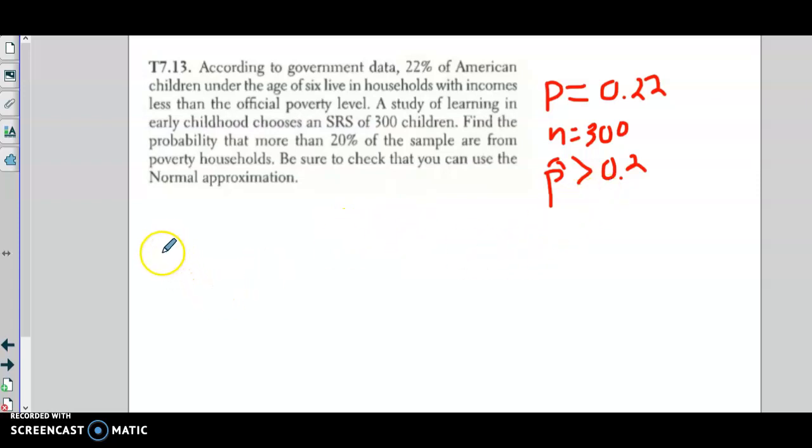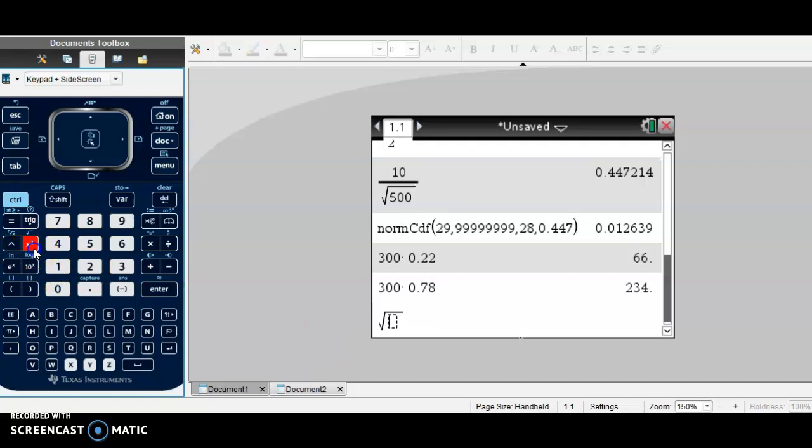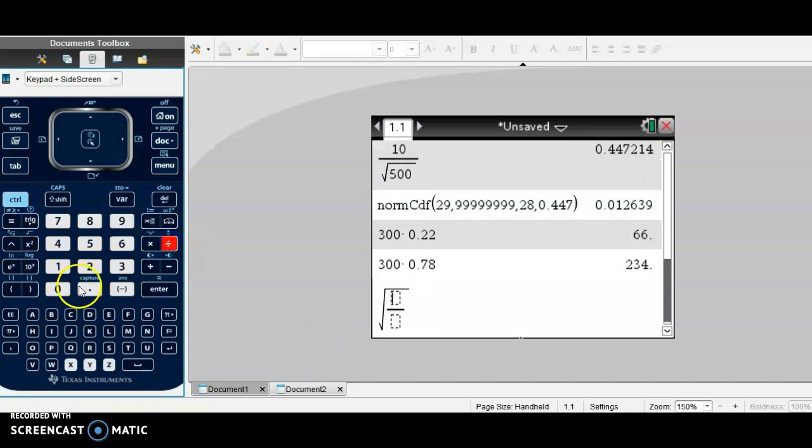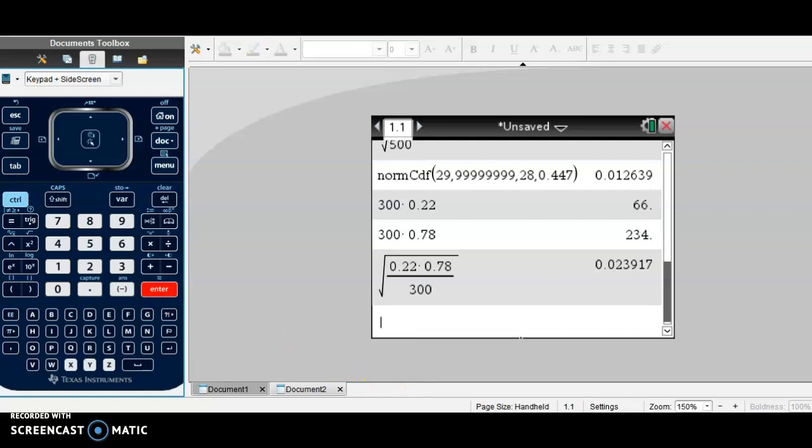To find this probability, I'm going to use the mean of the sample p-hats, which is the same as the population proportion, so 0.22. The standard deviation of all the p-hats is the square root of pq over n. So here it's going to be the square root of 0.22 times 0.78 divided by 300, which is 0.024.